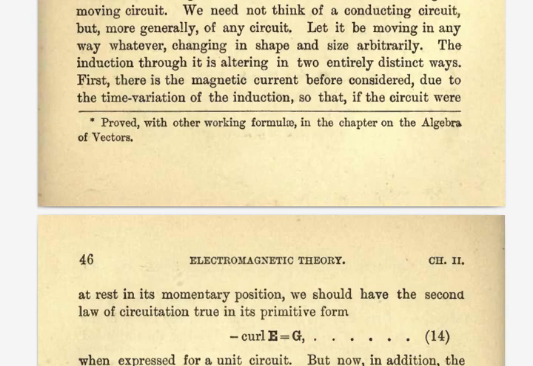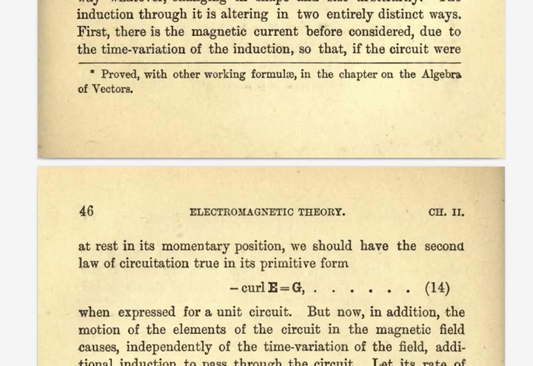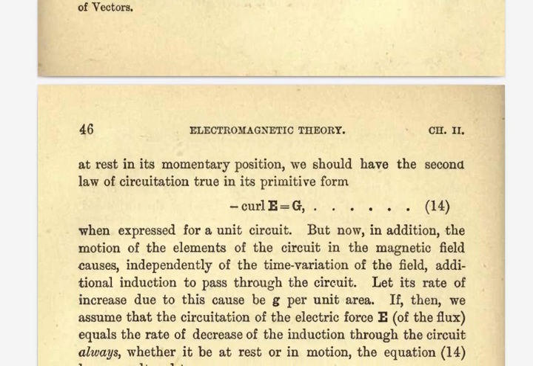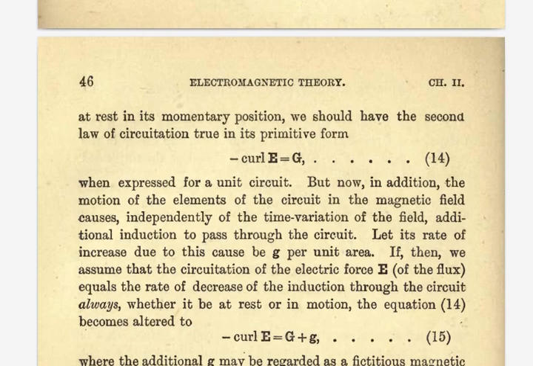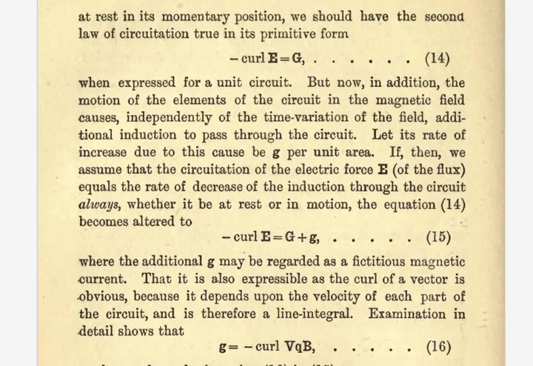First, there is the magnetic current before considered, due to the time variation of the induction, so that if the circuit were at rest in its momentary position, we should have the second law of circuitation true in its primitive form, minus curl E equals G, when expressed for a unit circuit. But now, in addition, the motion of the elements of the circuit in the magnetic field causes, independently of the time variation of the field, additional induction to pass through the circuit. Let its rate of increase due to this cause be small g per unit area.